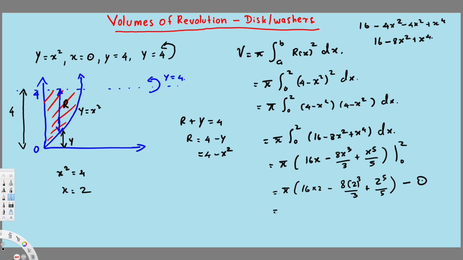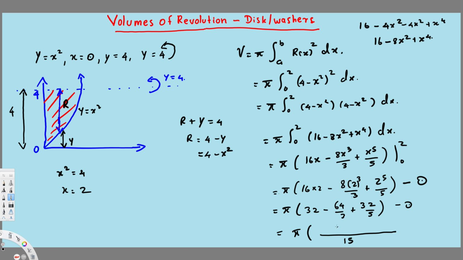Now let's do the multiplication. 5 times 32 minus 2 cubed is going to be 8. 8 times 8 is 64. 64 divided by 3 plus 2 to the power 5, 32, 32 divided by 5. Then minus 0. Then here we can take the common denominator as 15. So this is going to be 15 common denominator. If I take common denominator 15, I have to multiply this one by 15.